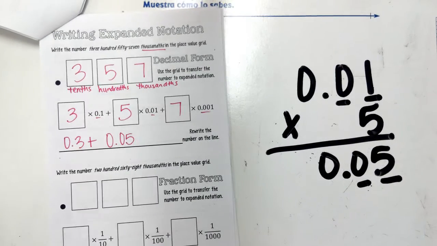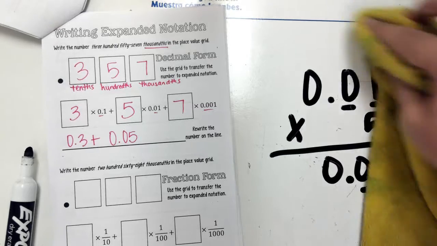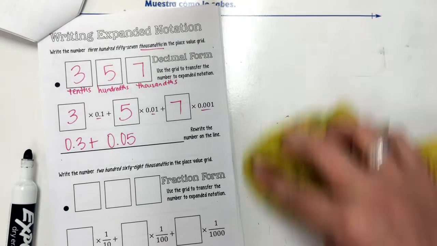How about you try for the 7 thousandths? See what you can do. Pause the video.